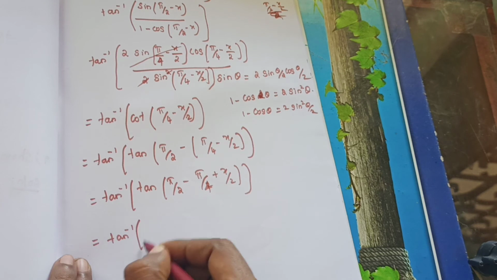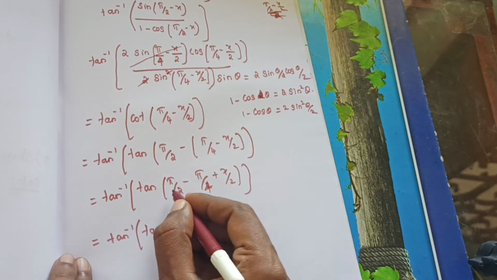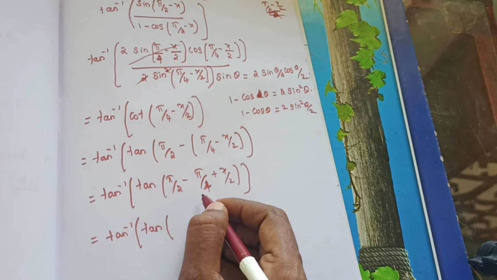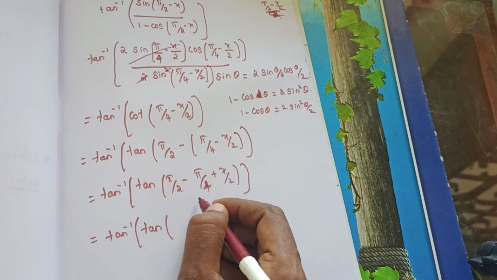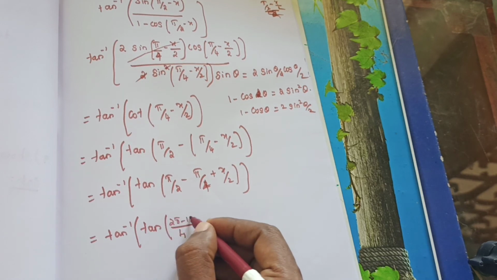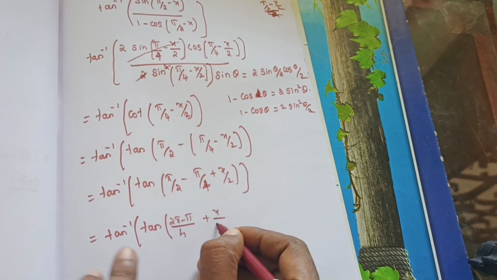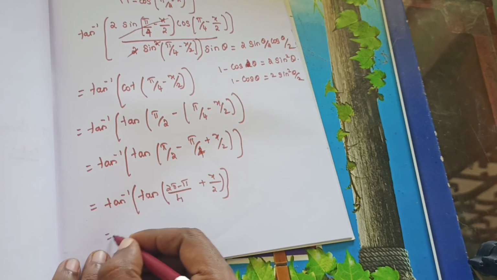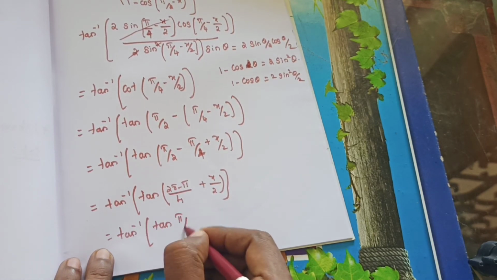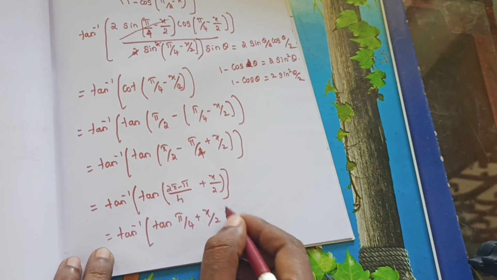So that's equal to tan inverse of tan of. If we take the LCM for this 2, what will happen? 2 is the LCM, correct? Sorry, 4 is the LCM. So how much will we get? 2 pi minus pi plus x by 2. So tan inverse of tan of pi by 4 plus x by 2, correct?